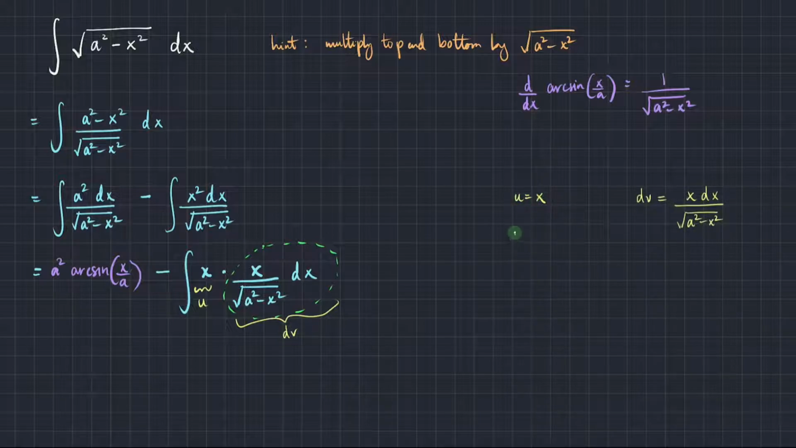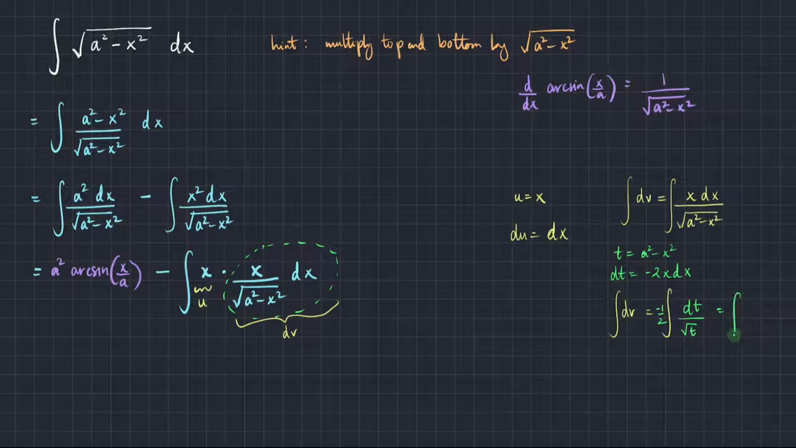Since u is x, du should be fairly straightforward, dx. And for dv, if we integrate on both sides, we can perform this integral by substitution. Let's say we set t to be a squared minus x squared. We get dt as negative 2x dx. And so our integral of dv simply becomes the integral of negative 1/2 dt over the square root of t.